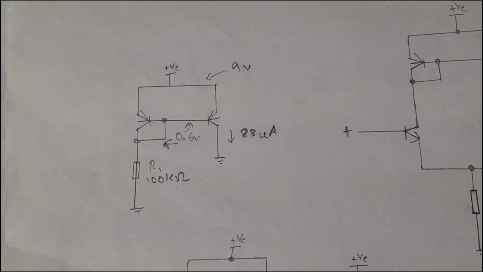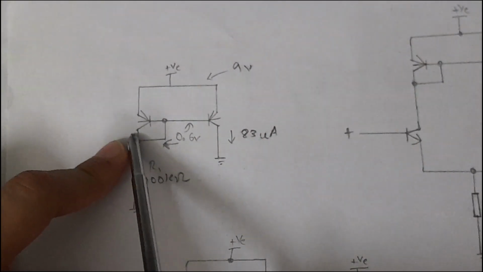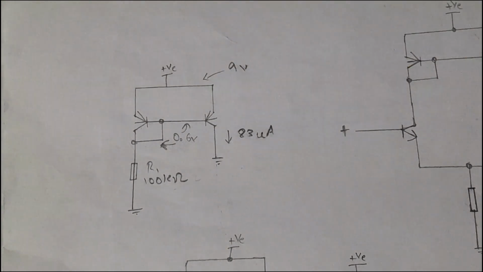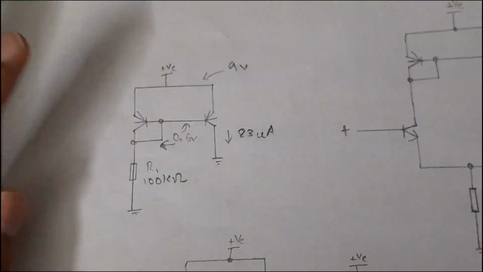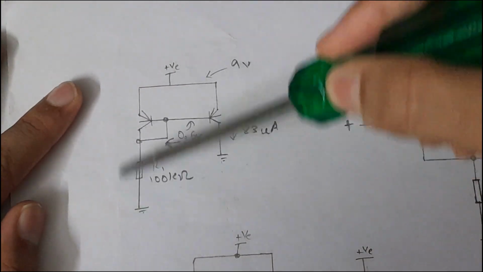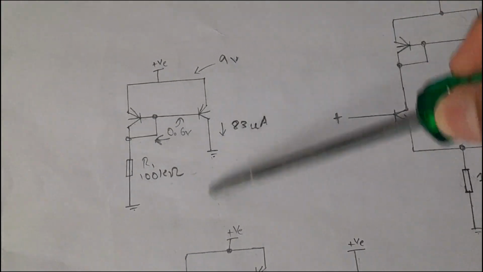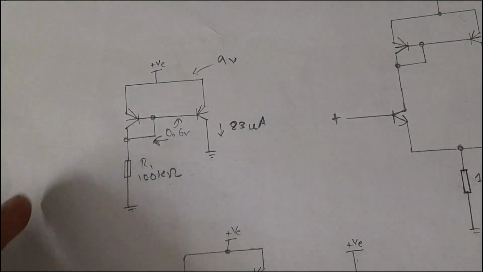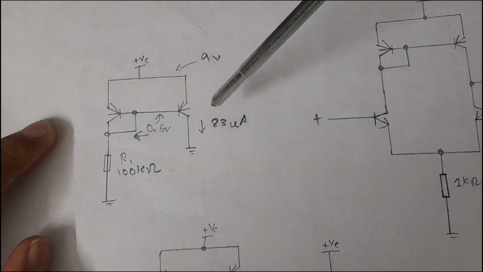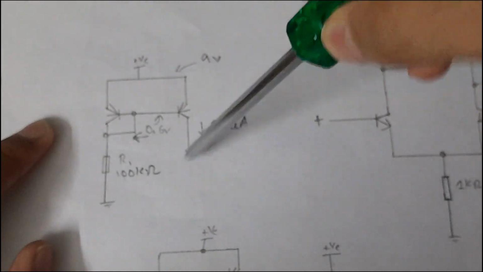The current mirror is very simple. We connect the base to the collector of one of the transistors, and we connect the base of this transistor to this transistor. Basically, if some current is flowing through the collector of this transistor to the load, the same current will flow through this transistor to the load. In this circuit I was using a 100 kilo ohm resistor, and I calculated the current to be 83 microamps flowing through this transistor and to this transistor.